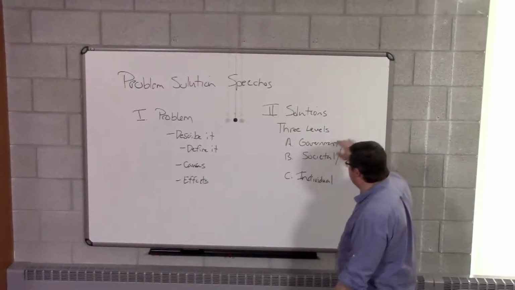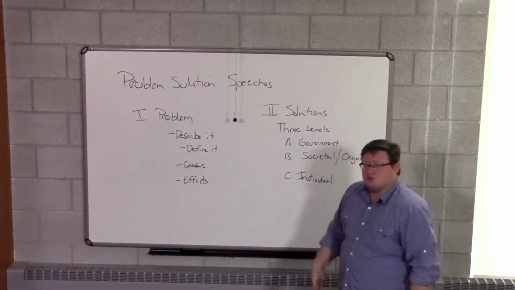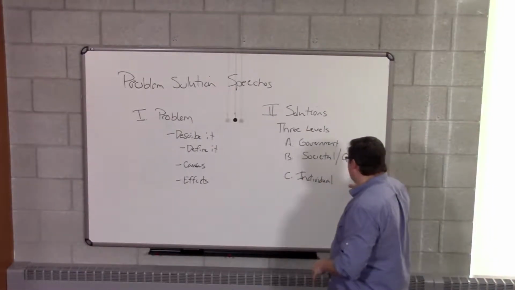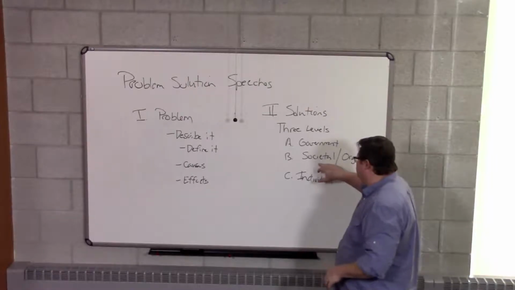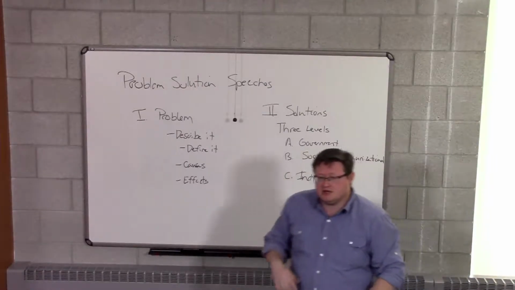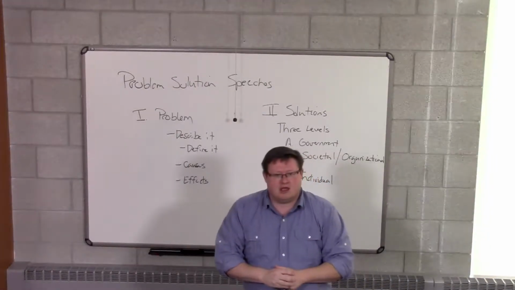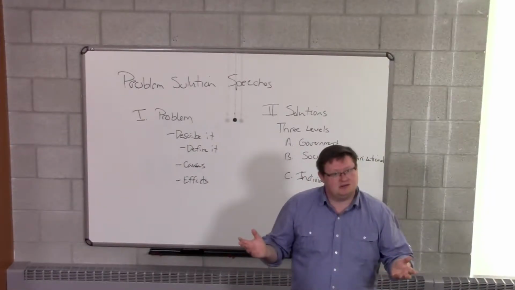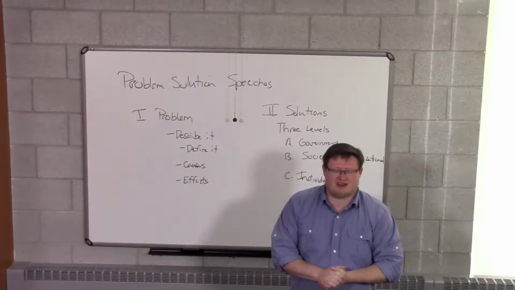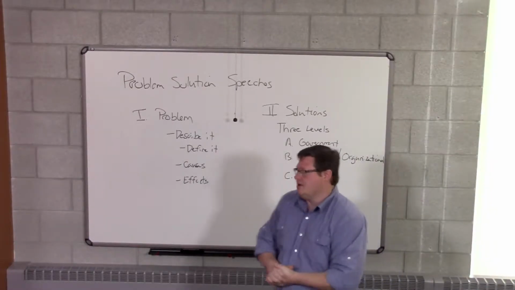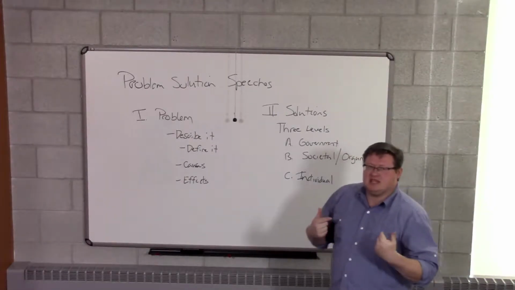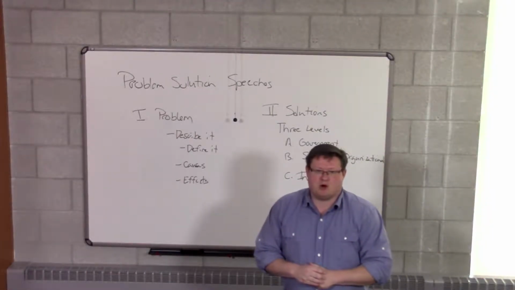Okay? So again, there are governmental solutions. One governmental solution could be passing a law. A societal or organizational solution could be the organization of a charity, or where we go out and organize some kind of fundraising event, if you're trying to raise money for cancer or something of that nature. And at the individual level, it's what specifically you can do in order to be part of the solution.